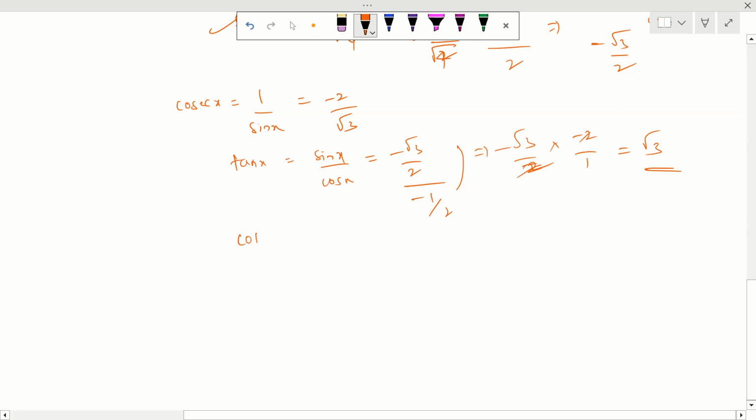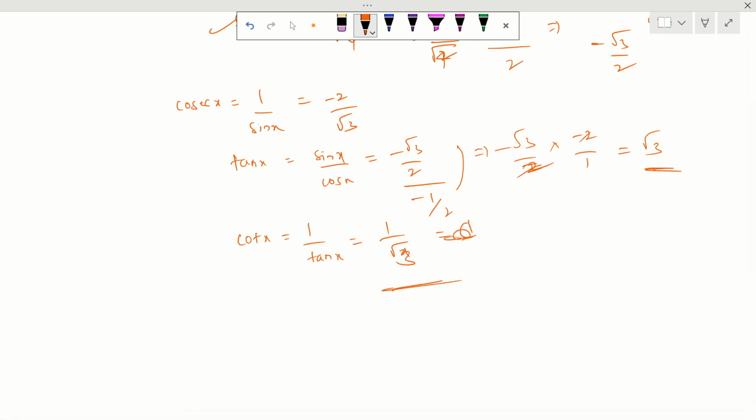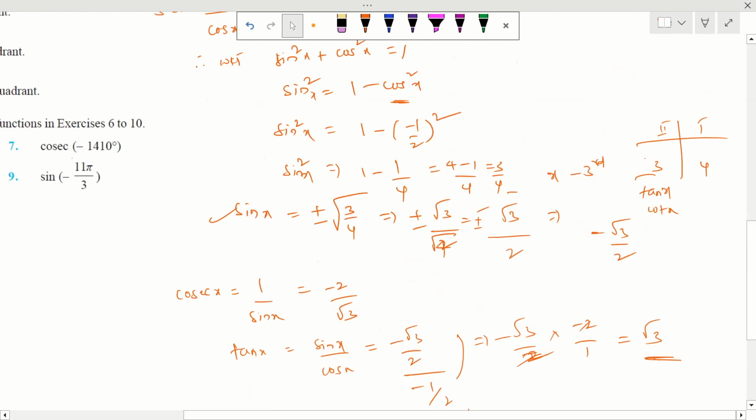Now we can find this cot x easily as a ratio of 1 by tan x. So 1 by tan x is root 3, then it is 1 by root 3. Okay, all values we have got.